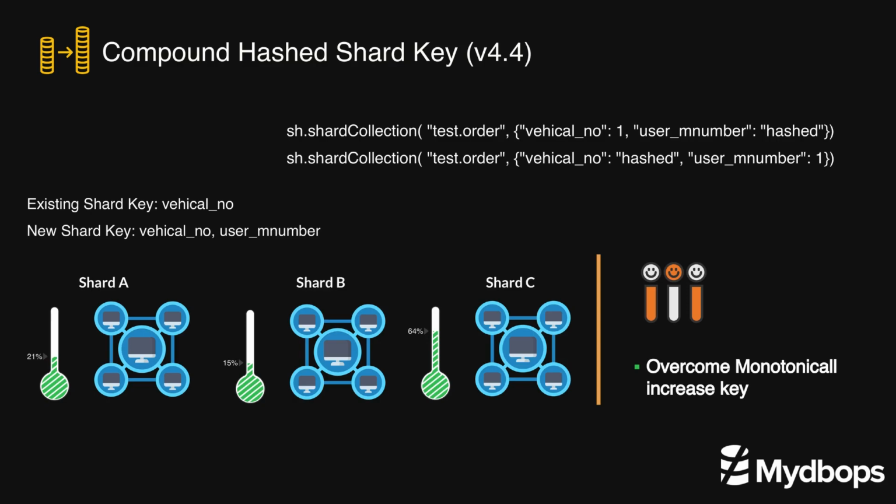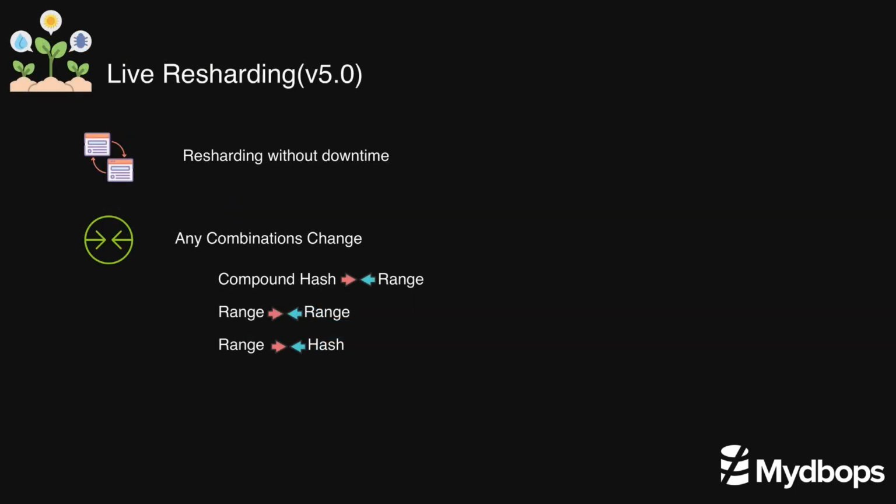So the compound hash index, what it will do is hash one field, create more uniqueness, and distribute the data. This is one of my very favorite features, live resharding. Reshard without downtime. So any combination of changes, you can go from compound hash to range, range to range, range to hash. Anyway, you can reshard live.